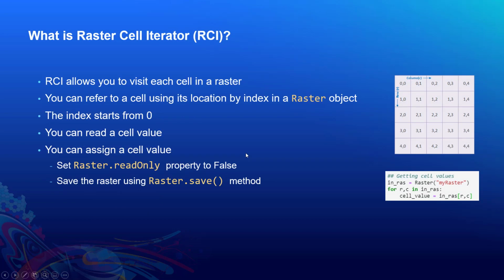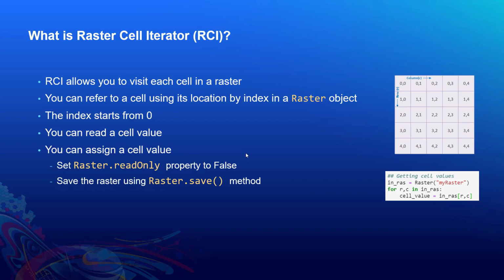So what is the Raster Cell Iterator, or RCI in short? RCI allows you to visit each cell in a raster. If you have a raster, you have a lot of cells and you can actually go through them one by one. You can refer to a cell using its location by index in a raster object. The index starts from 0.